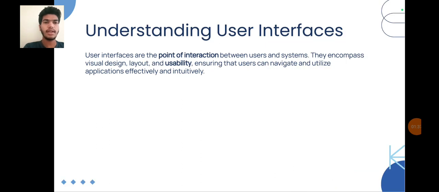Understanding user interfaces. User interfaces are the point of interaction between users and systems. They encompass visual design, layout, and usability, ensuring that users can navigate and utilize applications effectively and intuitively. So this is about user interfaces, which let users navigate and utilize applications very usefully.